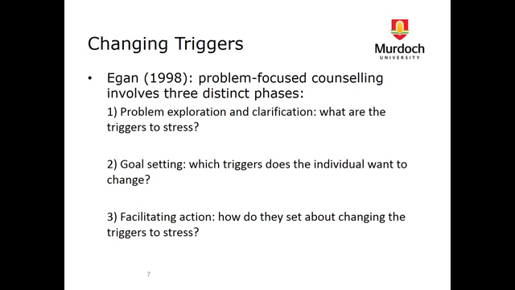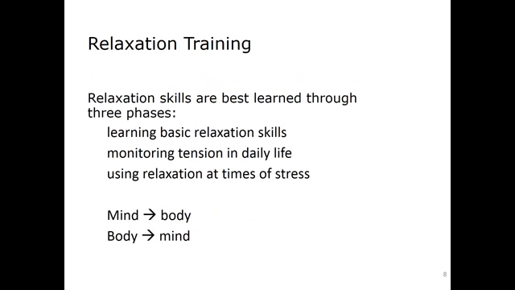There are also other ways of trying to manage stress in your life. And this can be accomplished by relaxation training. So relaxation skills are skills that are best learned through 3 phases. First of all, learning basic relaxation skills, so learning actually how to relax. Then monitoring tension in your daily life, trying to figure out at what moments in time you feel most tense or stressed, and at what moments in time you feel less tense or stressed. And then finally being able to combine those first 2 steps in order to use relaxation at times when you actually need it.